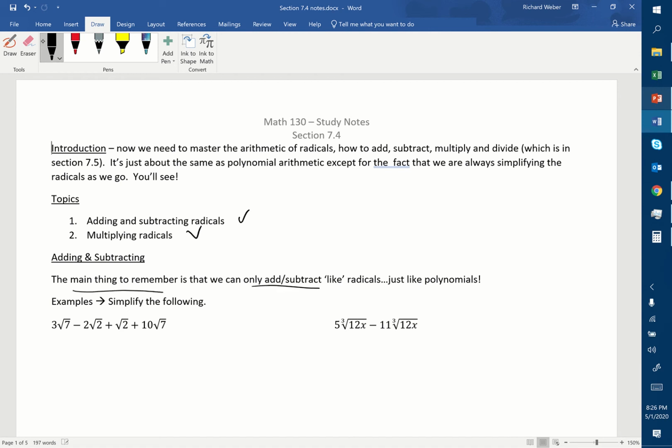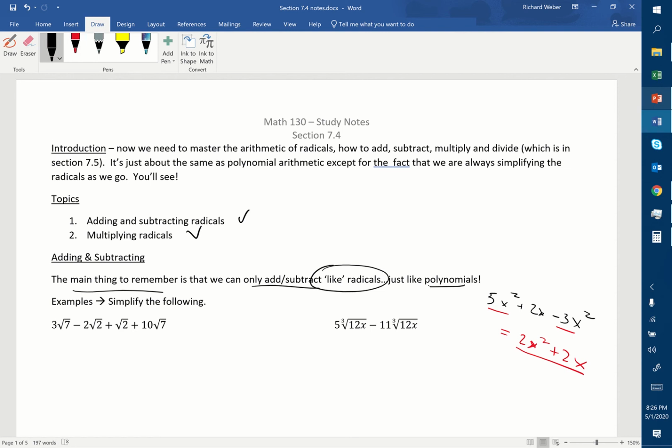We only add and subtract like radicals, just like polynomials, meaning if I have 5x squared plus 2x minus 3x squared, we know that we can put the two x squared terms together and call it 5 minus 3 is 2x squared, but it won't combine with the 2x. That's a lesson that we've learned. It's the same story with radicals.